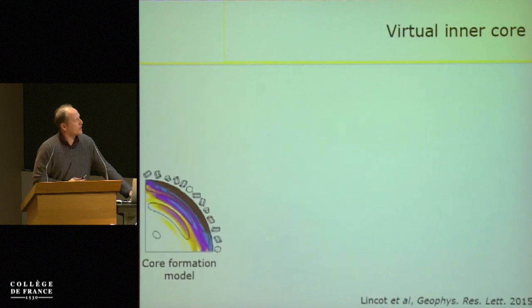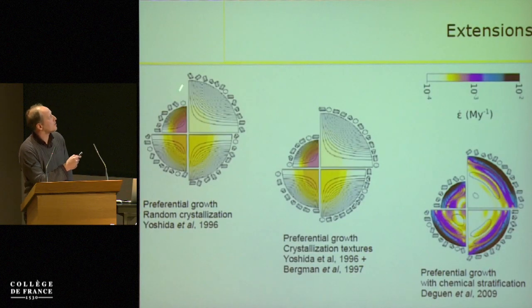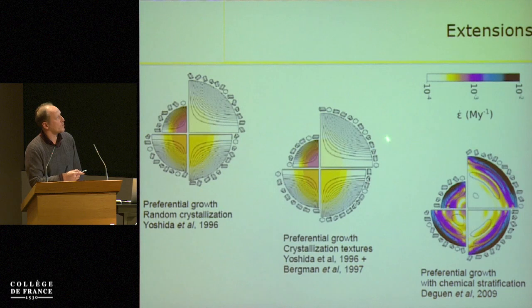We use several extensions. In this model, we assume that the crystallization at the inner core boundary is random. In this one, we assume that there was preferential crystallization, some crystallization textures, and this one assumes that there is some chemical stratification, and it makes a much stronger flow, concentrating the flow in the outer layer.